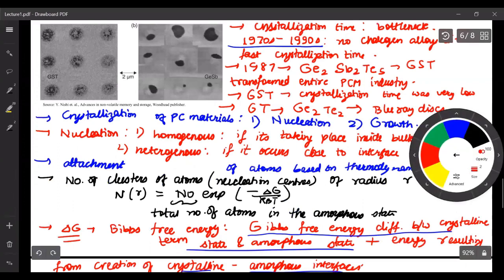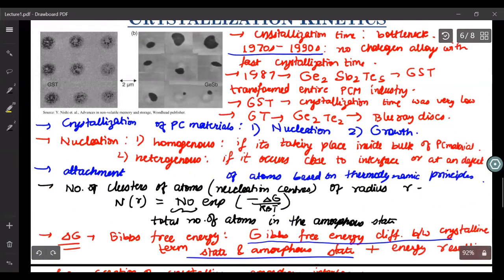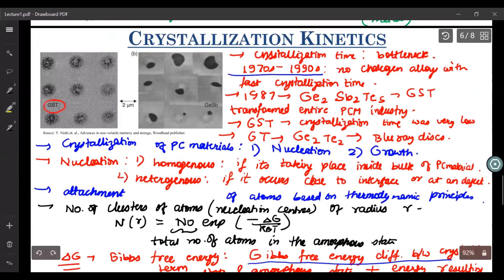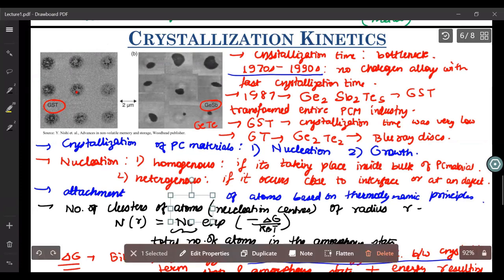So here in this diagram, you see two different materials. On the left hand side you have GST, and on the right hand side you have GESP, or even GET is kind of the same thing. On the left hand side, for GST, you can see that there are many nucleation sites, right? What these circles are: in an experiment, they heated these regions using a laser beam. So these circles are regions where they heated using a laser beam.